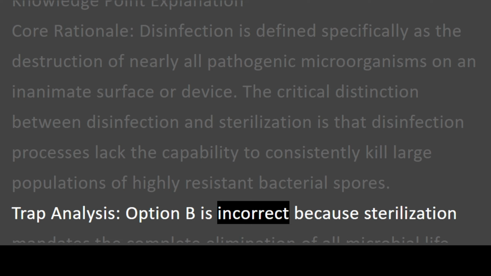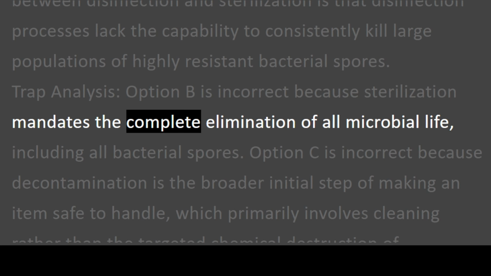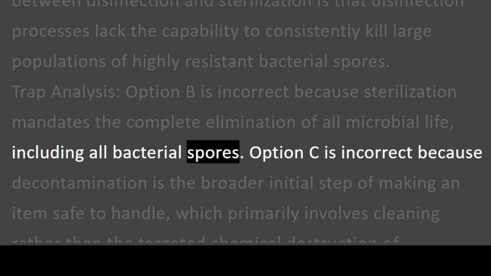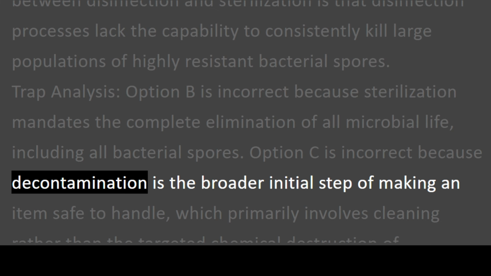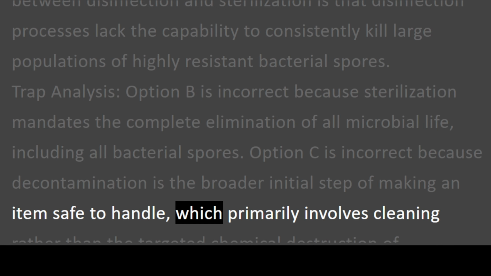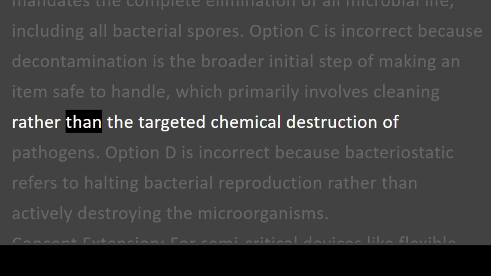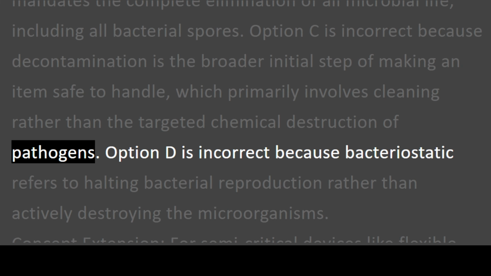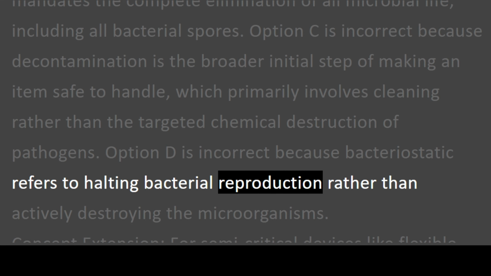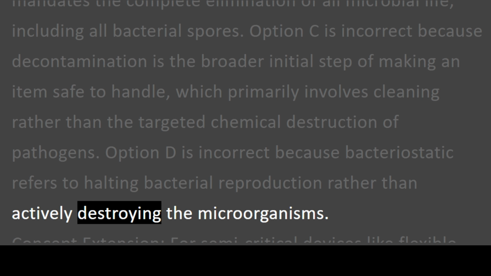Trap analysis. Option B is incorrect because sterilization mandates the complete elimination of all microbial life, including all bacterial spores. Option C is incorrect because decontamination is the broader initial step of making an item safe to handle, which primarily involves cleaning rather than the targeted chemical destruction of pathogens. Option D is incorrect because bacteriostatic refers to halting bacterial reproduction rather than actively destroying the microorganisms.